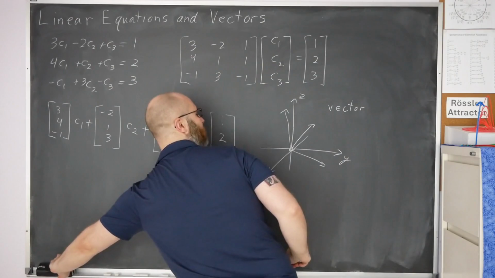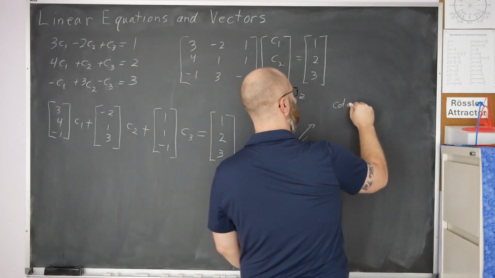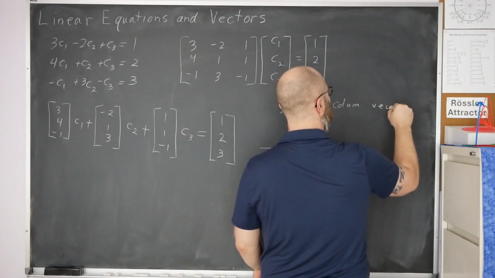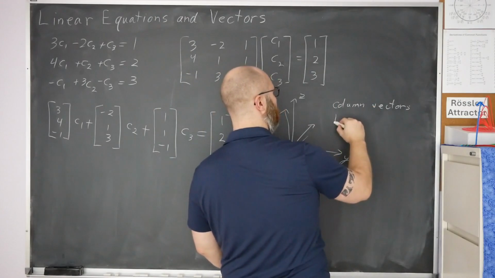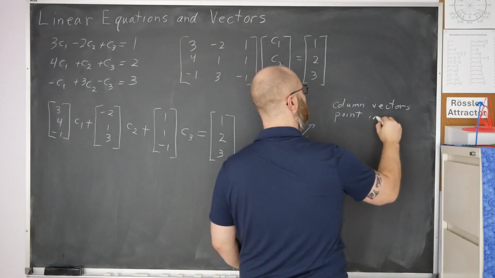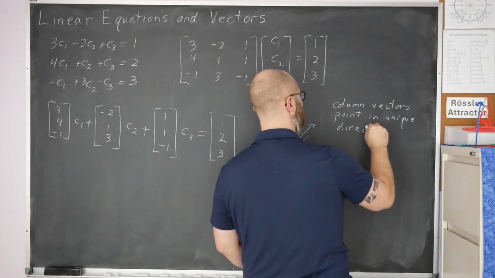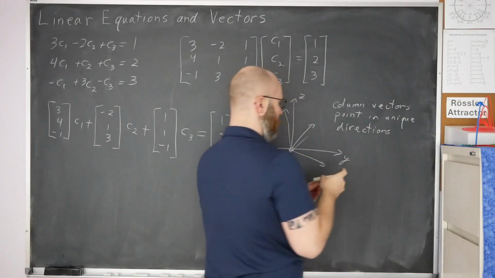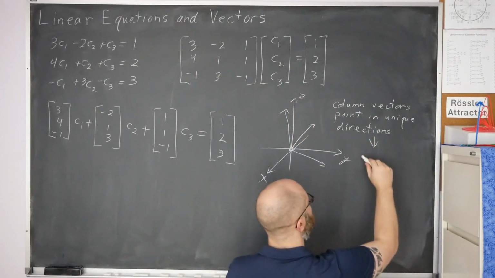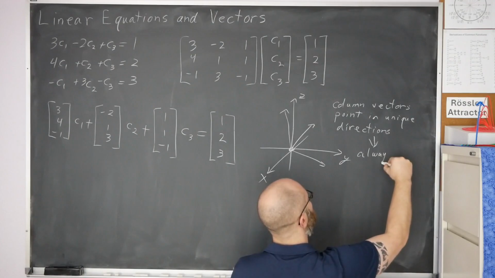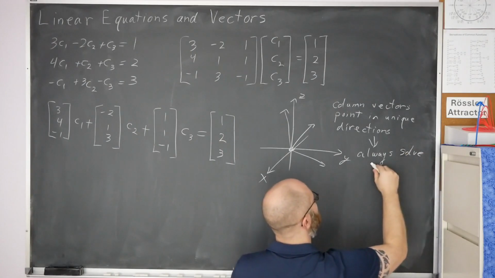So if I draw that out, let's say vectors, and I'll say the column vectors, because each of the vectors is formed from one of these columns, all point in unique directions. That's going to mean you can always solve, and there's exactly one solution.